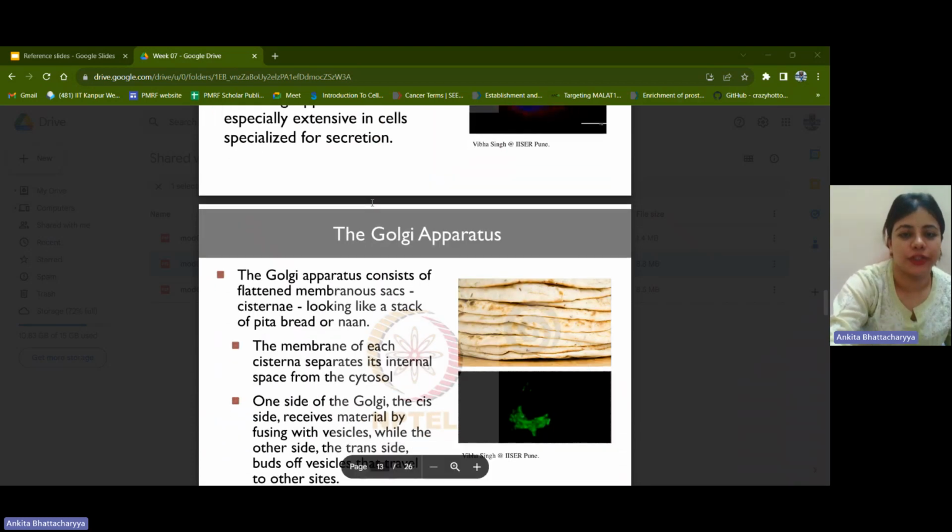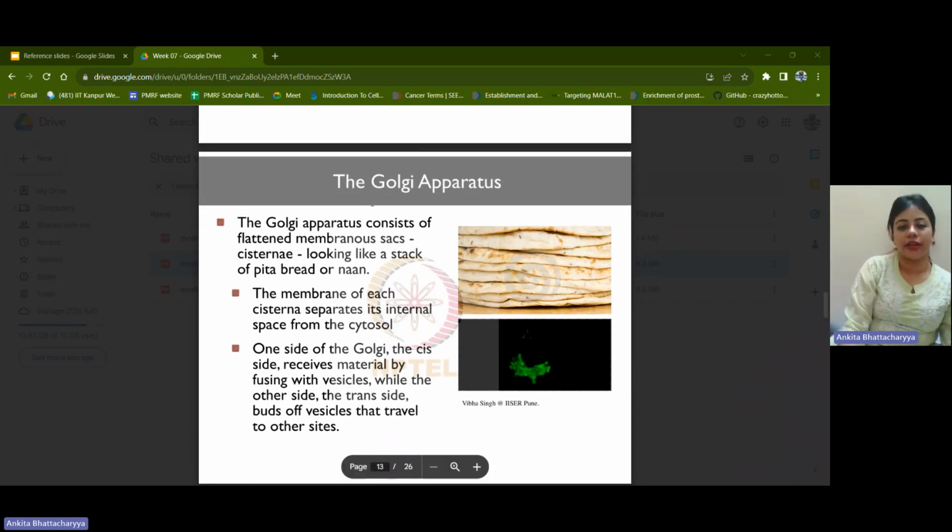So that's what we see here. Then the Golgi also has a similar architecture, not the same, but similar, where, like you can see here, it looks like a stacked pita bread or stack of naan, with multiple flattened stacks right one next to the other. And the membrane of each cisterna separates its internal space from the cytosol. So the membrane is the boundary between the internal environment of the Golgi and the external cytosolic environment.